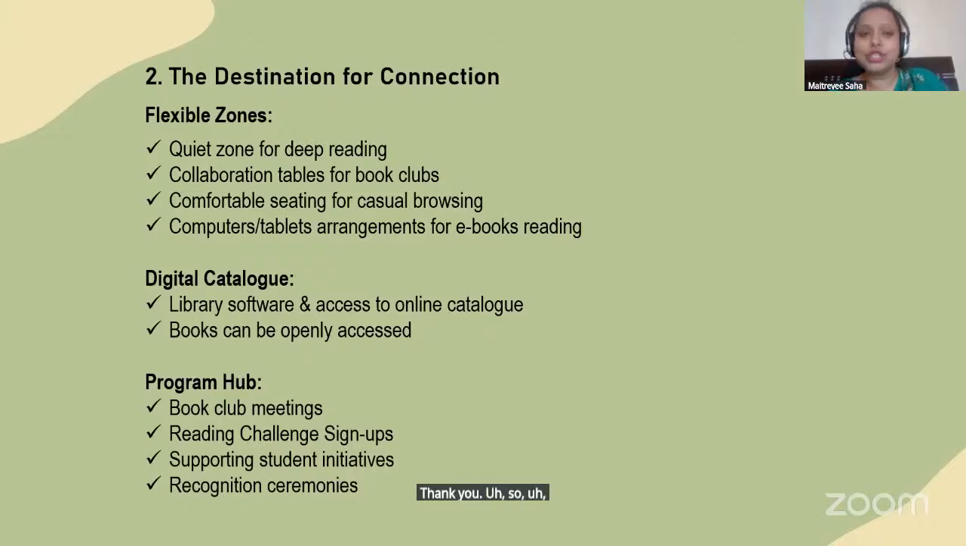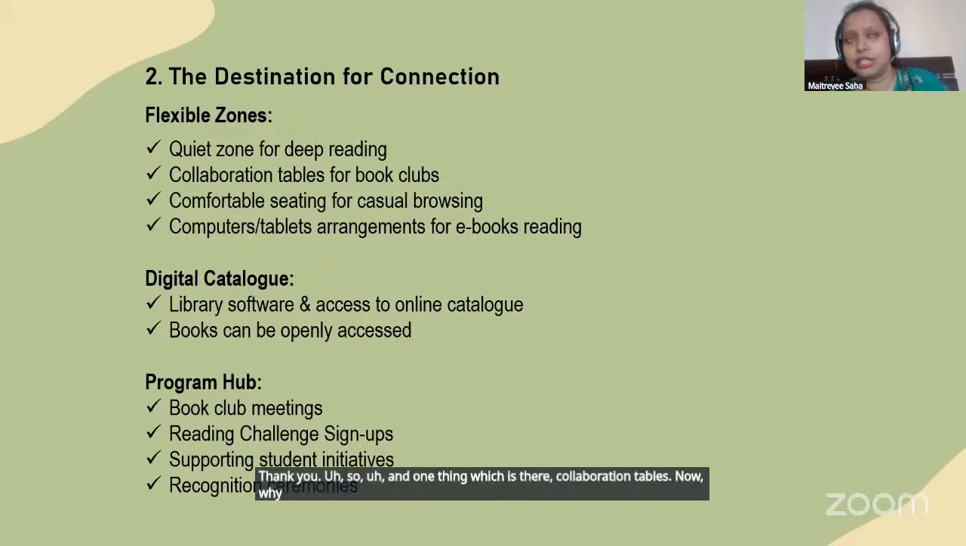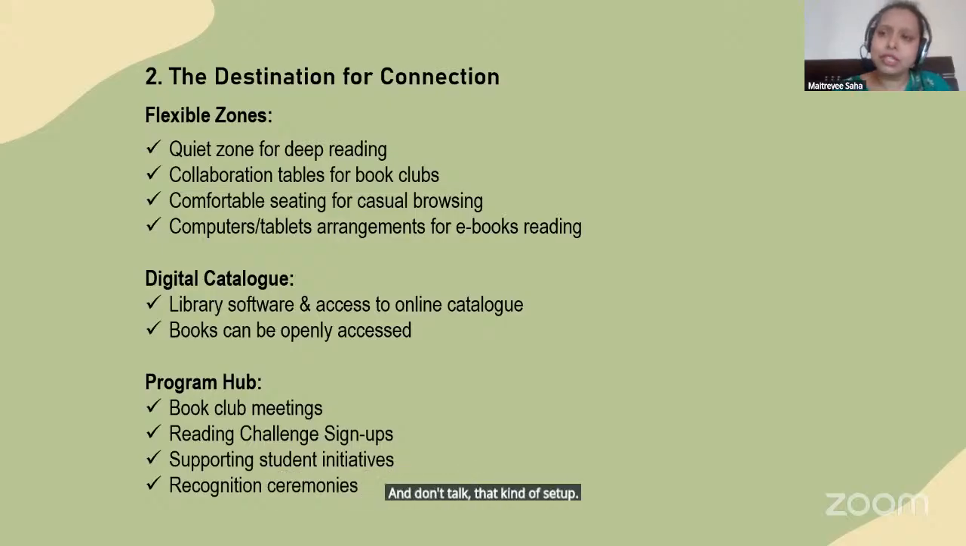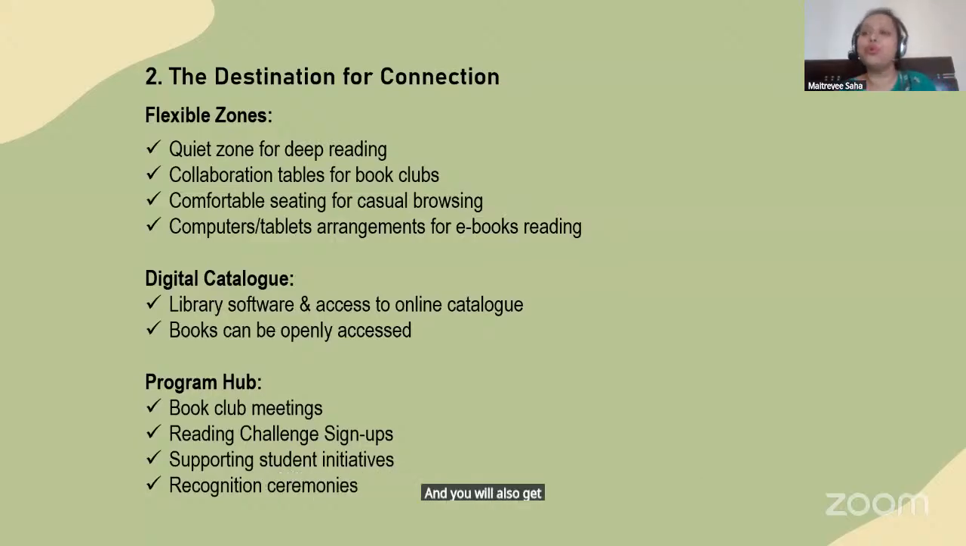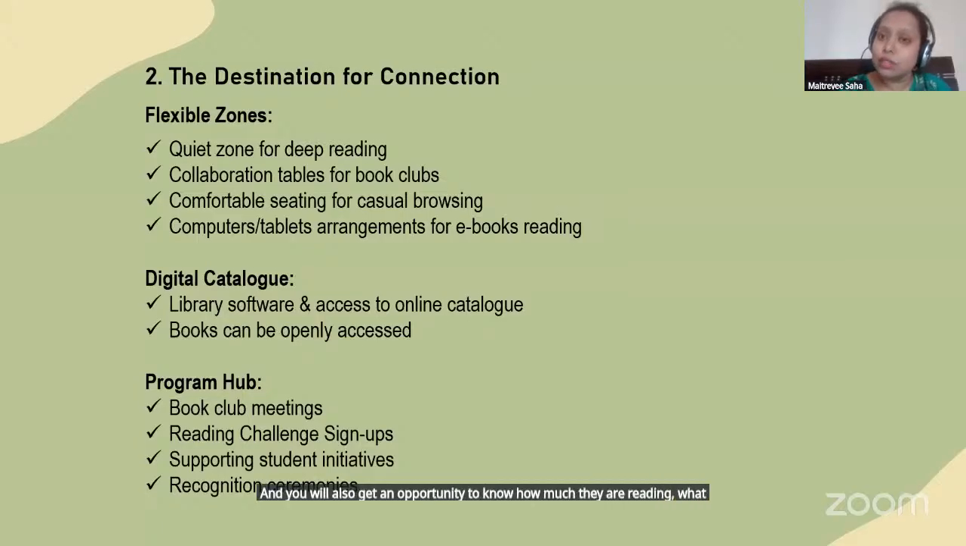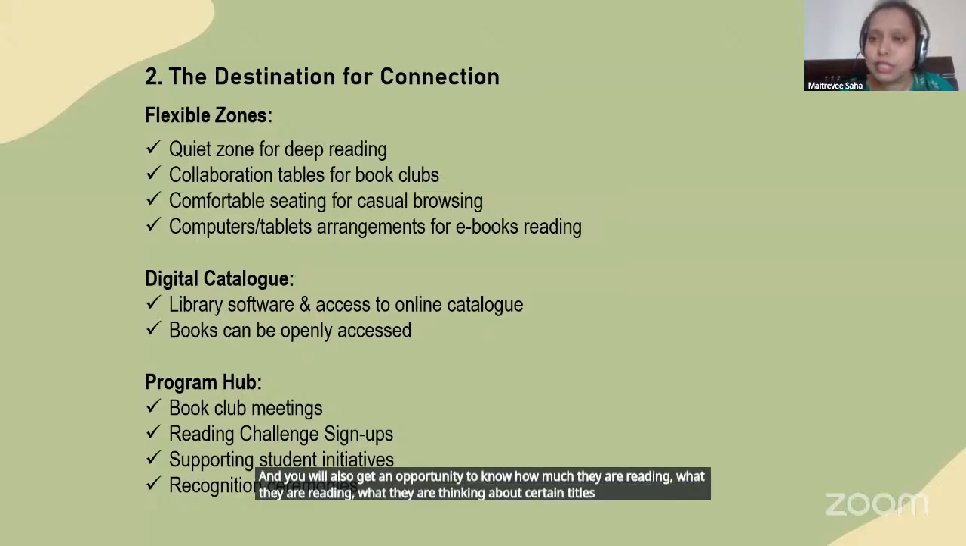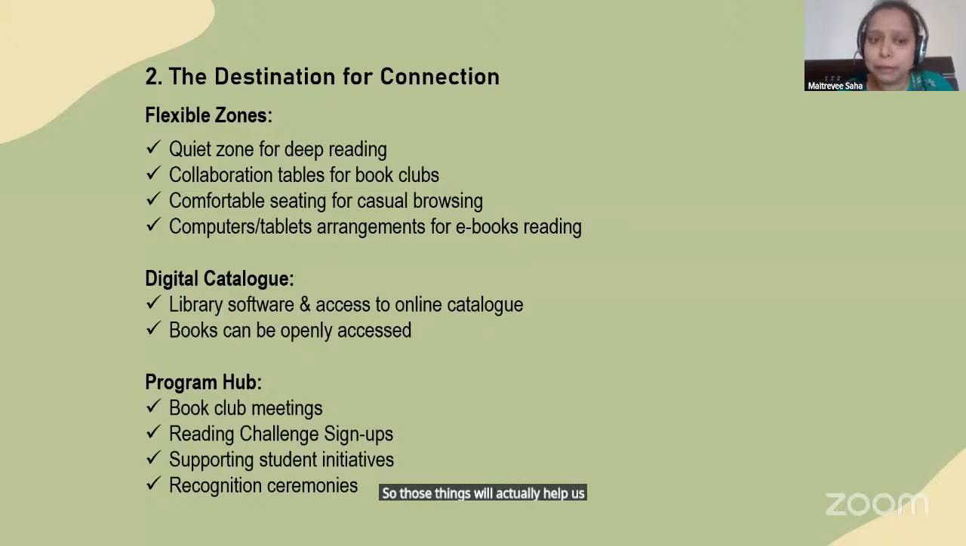And one thing which is there, collaboration tables. Why collaboration tables? Because we know the traditional libraries always maintain silence, a "don't talk" kind of setup. But sometimes it is good to have some conversation related to the books with the kids. It could be a book club collaboration table. If the kids are part of a book club, let them come to the library, use different kinds of books and share their views about them. The more they do that, the better it would be for them. And you will also get an opportunity to know how much they are reading and what they are thinking about certain titles. So those things will help us as well.